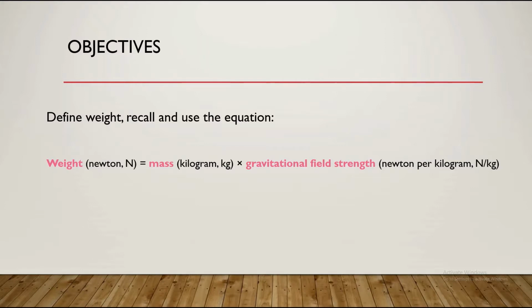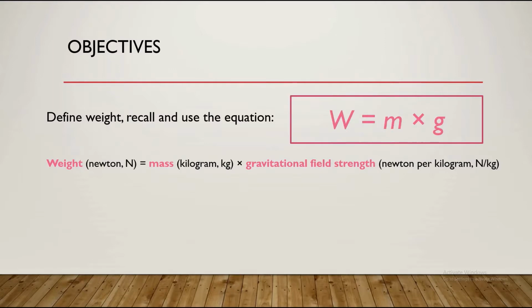This is the size of the pull per unit mass, and on Earth that is 10 newtons per kilogram. That's the unit for gravitational field strength, often referred to as just gravity. And there's the equation in symbol form: W equals m times g, weight equals mass times gravitational field strength.